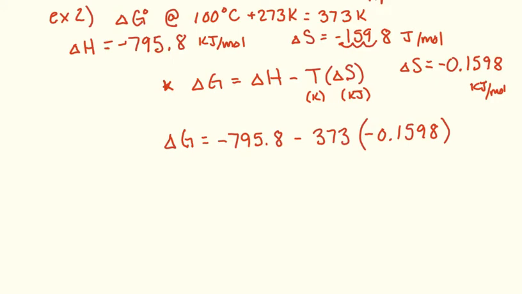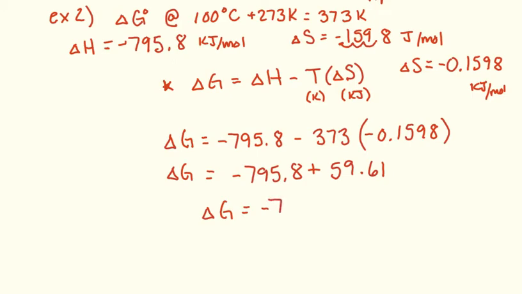So when we go ahead and solve this, we have negative 795.8, and it's going to be plus 59.61 because we have a negative 373 times a negative 0.1598, so we know that we're going to get a positive number, and that's equal to delta G. And our final answer is going to end up being delta G equals negative 736.2, and that will be in kilojoules per mole. Okay, and that's our final answer.